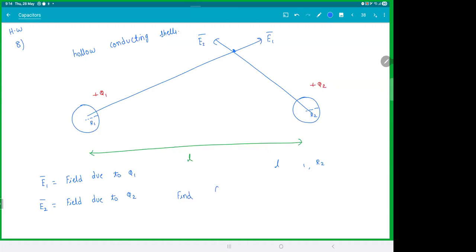find the integral. So if you take the field at any point, E1 bar dot product E2 bar into dV, where dV is the volume, for the entire space. What is the value of this?